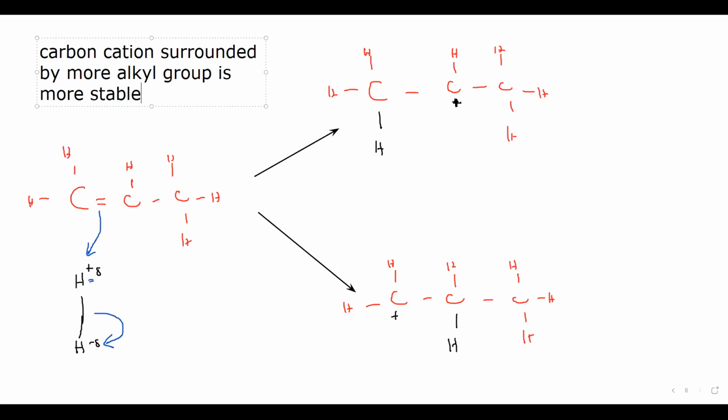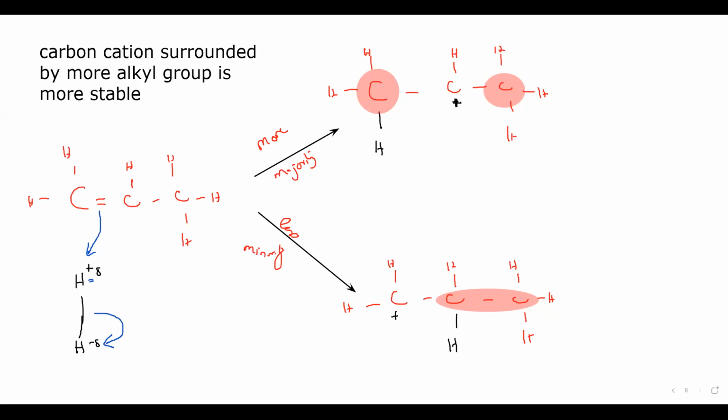So when we compare the stability, as you can see, this is a carbon cation, and this carbon cation is surrounded by two alkyl groups. Alkyl means like carbon chains, two carbon chains. This is one complete carbon chain, so it is surrounded by only one carbon chain. So this is more stable, or this will be the majority product, and this one is less stable, or it will be the minority.